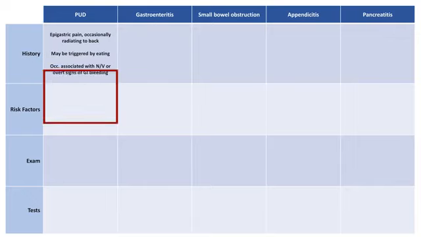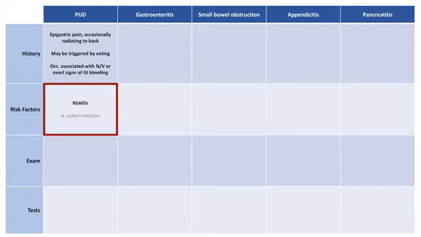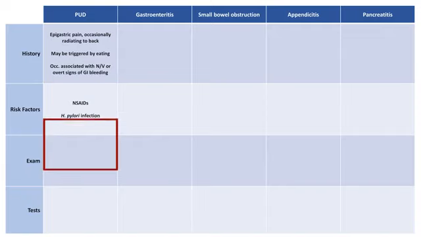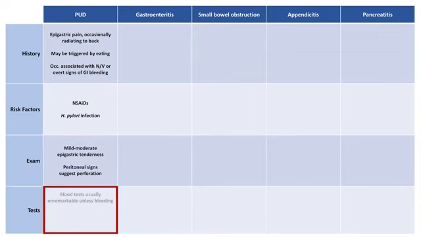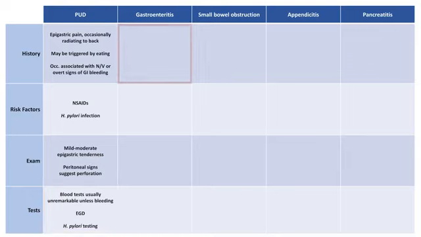absent. Risk factors include NSAID use and H. pylori infection. Physical exam can show mild to moderate epigastric tenderness. If there are peritoneal signs present, the ulcer has likely perforated and needs a surgeon. Routine blood tests are usually unremarkable unless the patient has significant bleeding. PUD is diagnosed via EGD, which should be supplemented with testing for H. pylori.